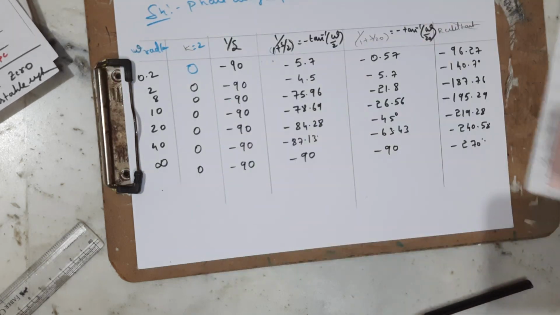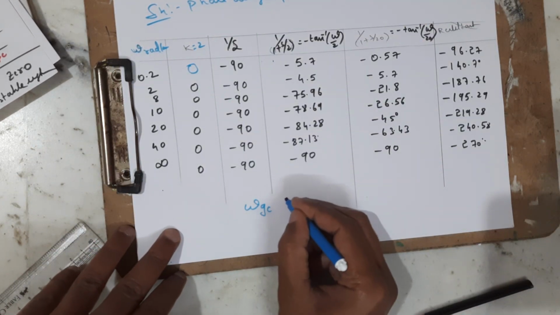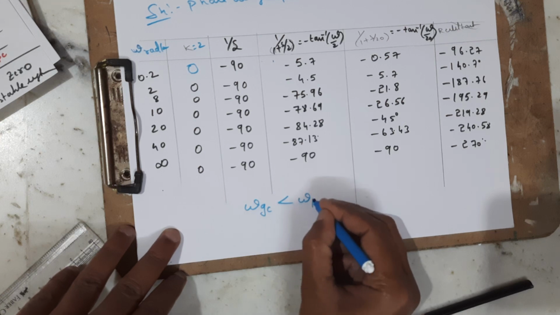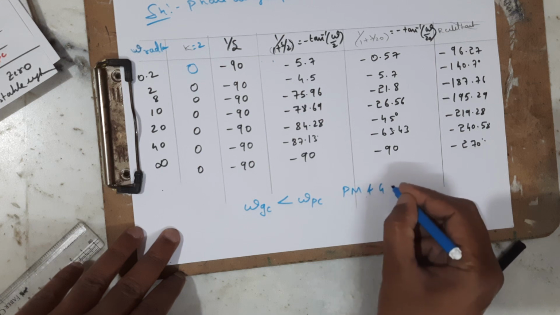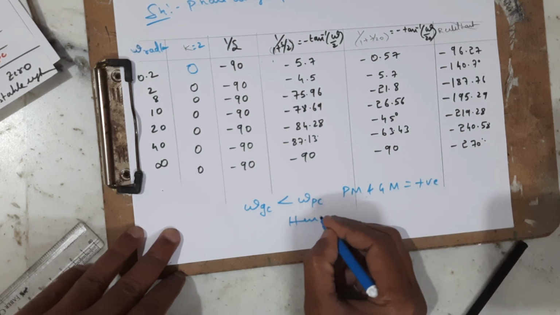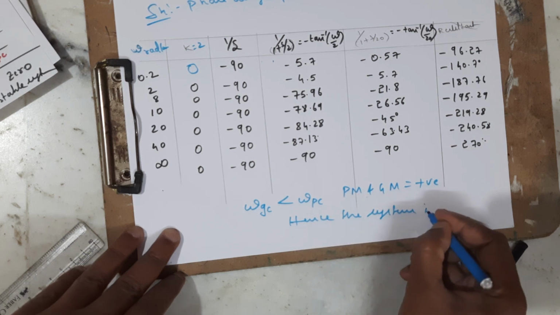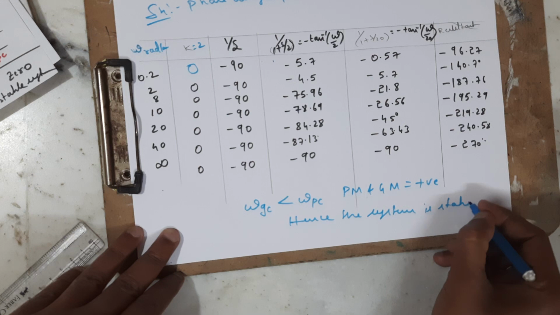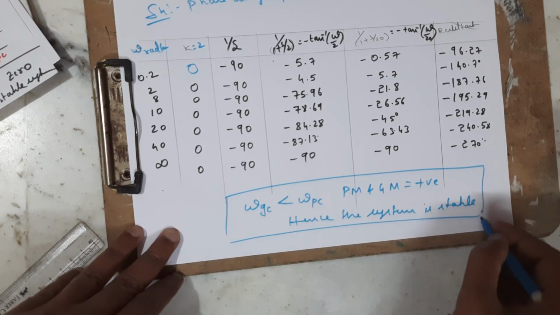So what is the comment? So we have to write omega GC is less than omega PC, and we got PM and GM positive, hence the system is stable. So this is the comment that you have to write at the end of the problem.